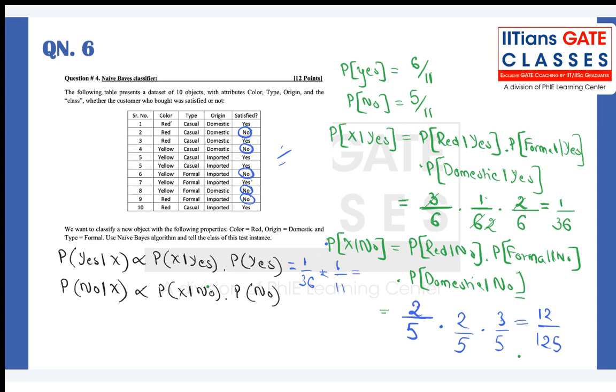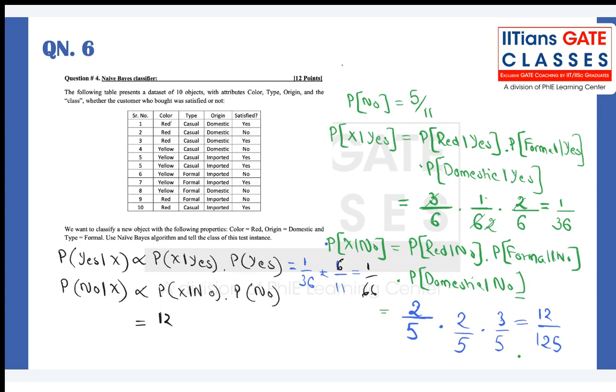Okay, I have exceeded annotations. Let me remove this thing then. Okay. Then you get 1 by 66. And for this one, you will get 12 by 125. Let me remove the yes part because I'm exceeding annotations.